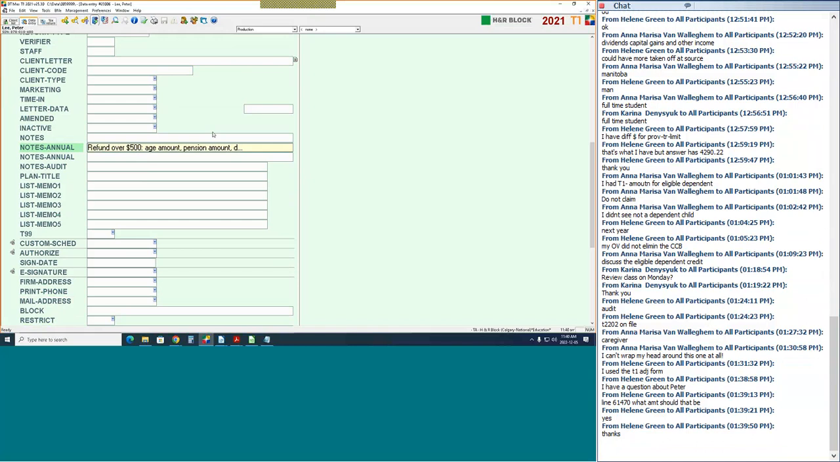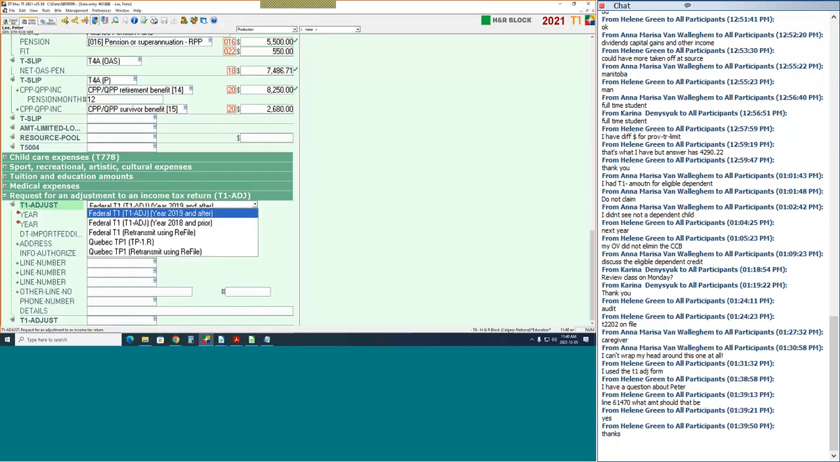We have to generate the forms to submit to the CRA either way. We're either going to submit it electronically or we're going to print it. So we need to create one. We're going to do a T1ADJ. You can use the keyword T1-ADJ if you want to, or at the very bottom of your Smart Start, it's going to give you requests for an adjustment. You then have to pick which form you're going to use because they've changed the formatting. If it's 2018 or older, you're going to use T1 adjustment year 2018 and older. Otherwise, you're using year 2019 and after.